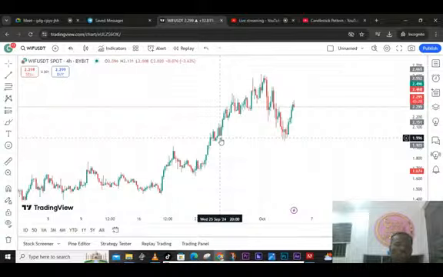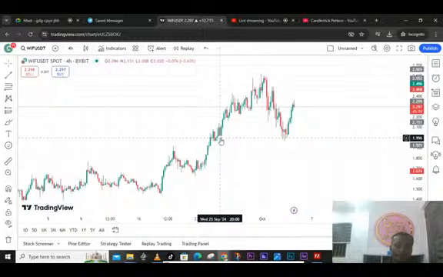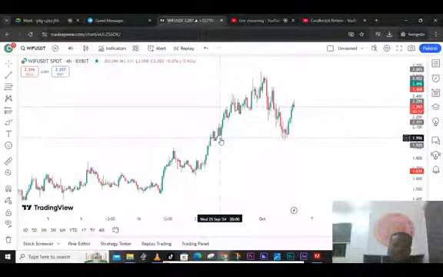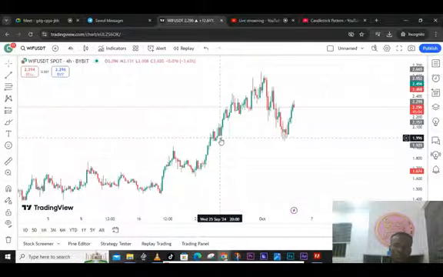Rule number four: whenever price comes to an uptrend trend line, the price will buy. Whenever the price touches the uptrend trend line, the price will buy.